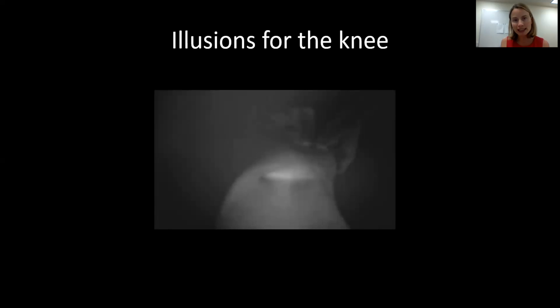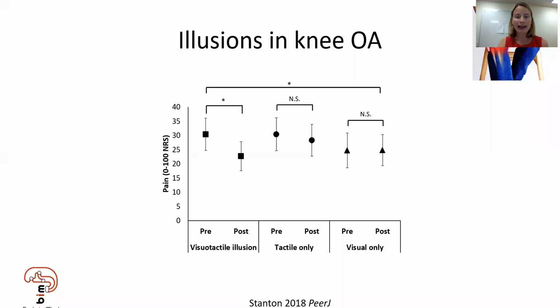And so what we did is we took people who had painful knee osteoarthritis and we did this illusion, but we also did lots of different control conditions. We didn't tell them what the real one was, and we did this all in a randomized order. And this is what we found: when we did the real illusion, there was a significant reduction in their pain. This is just after one illusion. And this reduction did not occur when we just pulled on their leg.